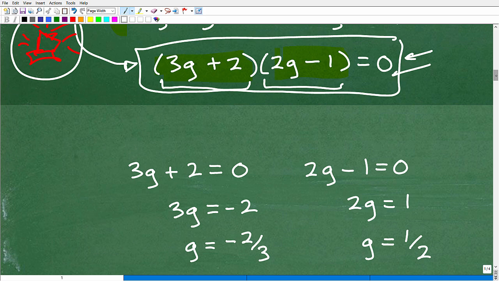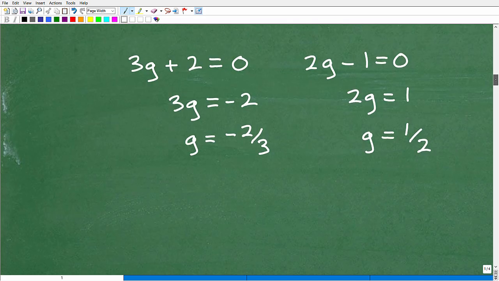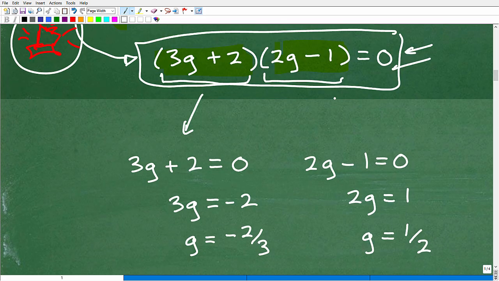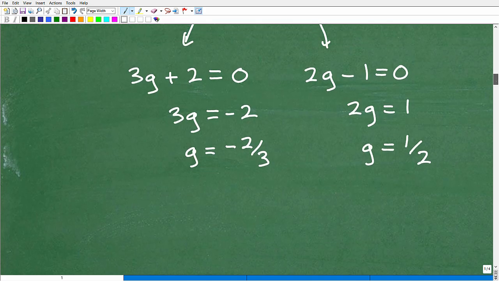We love that. When we have factors that are set equal to 0, it makes it super easy to solve, because all we need to do is set each one of these factors, this one and this one, equal to 0, because we know that one or both must be 0 if the answer is 0. So we'll set both equal to 0 and solve the respective equations. We see here that g is equal to -2/3. Of course, I'm doing basic algebra here. And g is equal to 1/2.